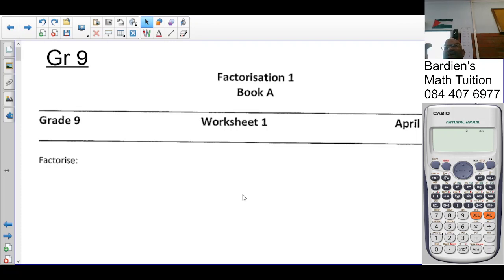One being the common factor. There's difference of two squares. There's perfect square trinomial. There's trinomial factorization. There's sum and difference of cubes. I think that's about the different types of factorization. For today, we're going to look at common factor. So your heading is factorization, common factor.